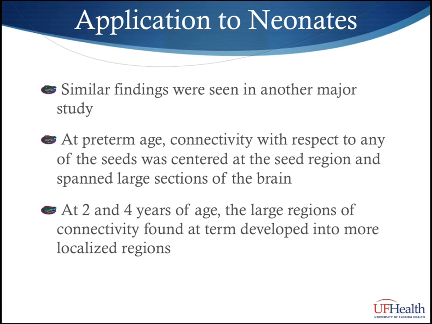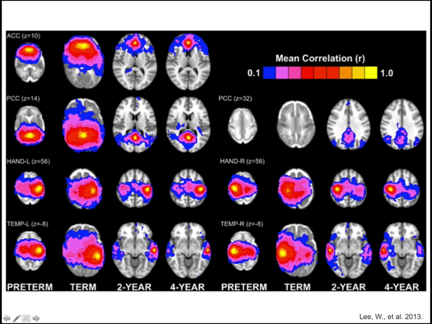So these findings are similar to another major study by Lee, where they found that at a preterm age, connectivity with respect to any of the seeds was centered mostly around the seed region, and then by 2 or 4 years of age, these large regions of connectivity developed into more localized regions with increased global activity. You can see this in a visual representation here. And what we see is a movement from these large blobs that are centered around the seed area that evolve into more localized blobs with increased interhemispheric connectivity.